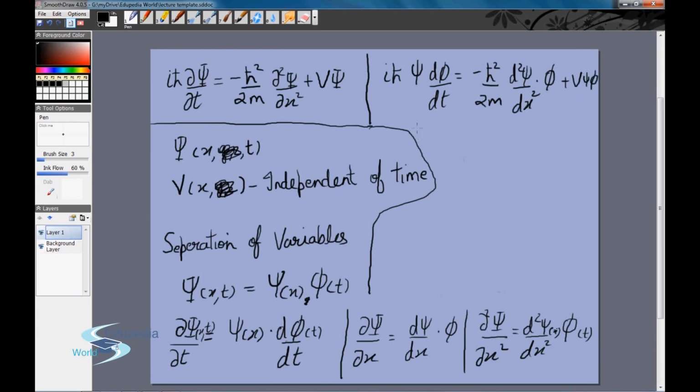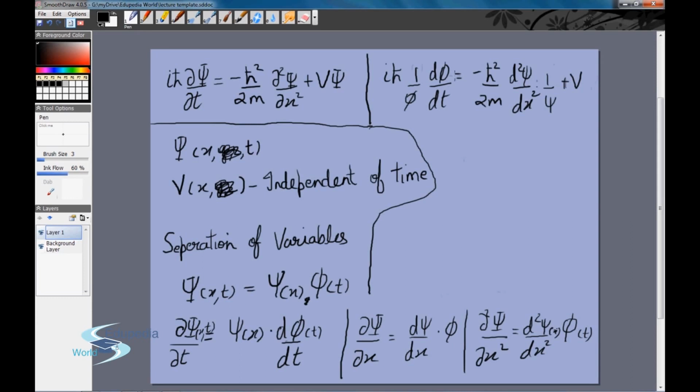Right. Now what we'll do is we'll divide this whole equation by psi and phi. So what we'll get is, I won't write it again. So this is v, we divide both sides by psi and phi, and here dividing it by psi and phi, you get 1 by phi and you get 1 by psi.